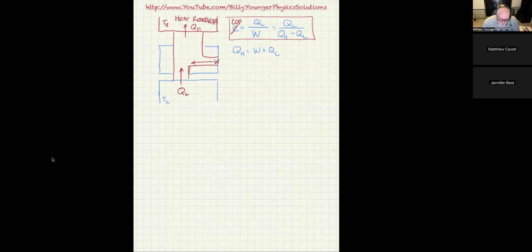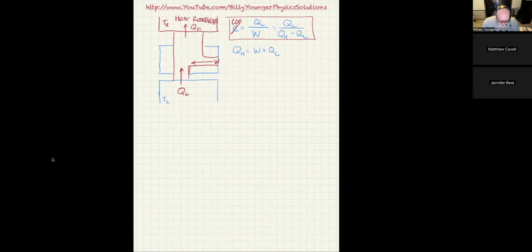Now, with that in mind, there's a nice new statement of the second law of thermodynamics. It says no device is possible whose sole effect is to transfer heat from one region at a temperature TL into a second region at a higher temperature TH.